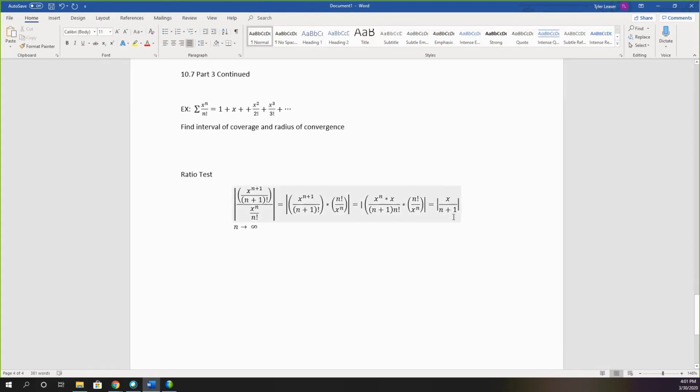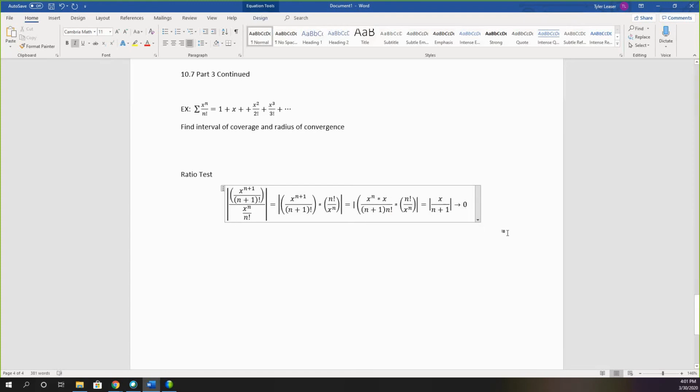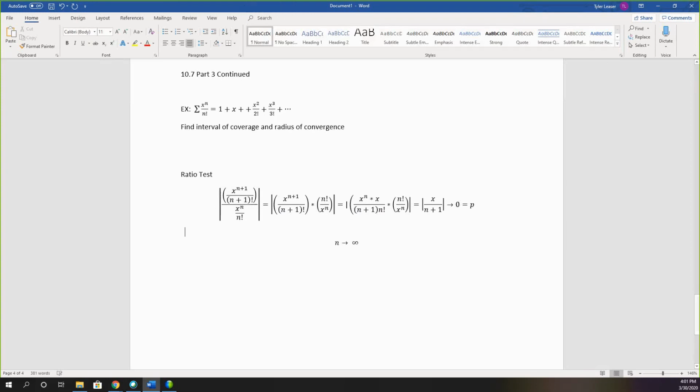As n goes to infinity of this, x is just a number. That stays what it is, but my n in the denominator blows up to infinity. So I hope you can see that this whole thing just goes to 0. And remember that the ratio test gives me my p-value. So here my p is always 0 regardless of the x. And because that p-value is less than 1, remember that says my series converges absolutely. And because I don't have an interval here, that means that it converges everywhere.